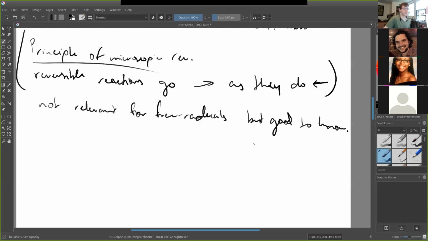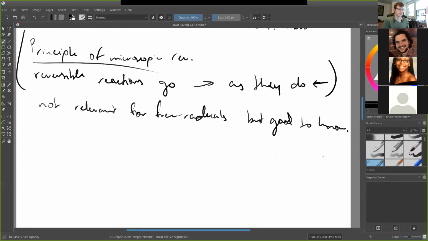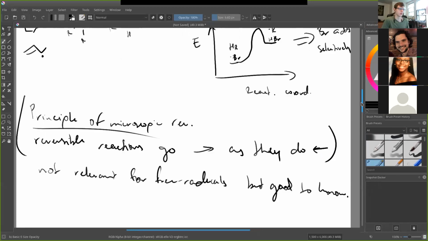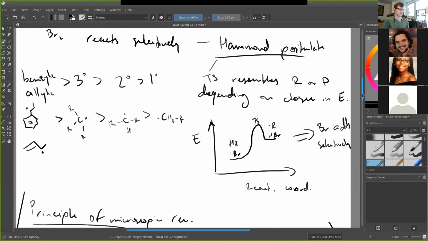I have a quick question about Hammond's postulate. You said that bromine is selective because the transition state is closer to the two products with the different degrees of substitution. So the reason chlorine is less selective is because the transition state is closer to the reactants.